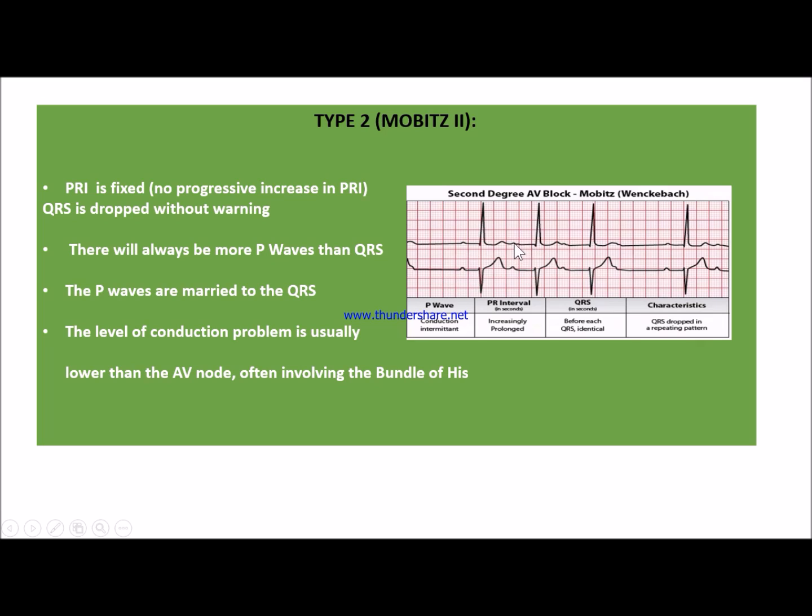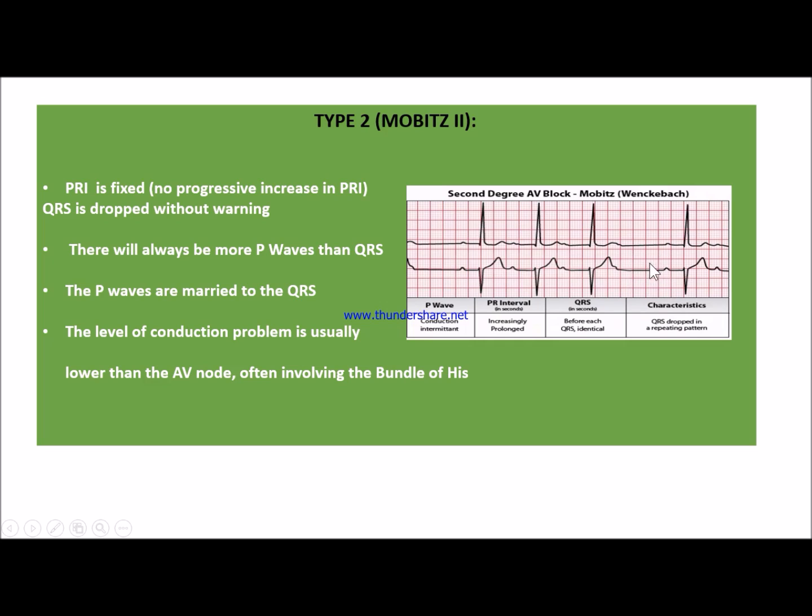If we see here, there are 2 P waves, more than one P wave. The P wave always comes before the QRS complex. That means the P wave is married to QRS. This P wave is married to QRS. The PR interval is prolonged here, but it is fixed prolonged, not varying. The QRS is always identical. The main characteristic of type 2 is a dropped QRS complex.